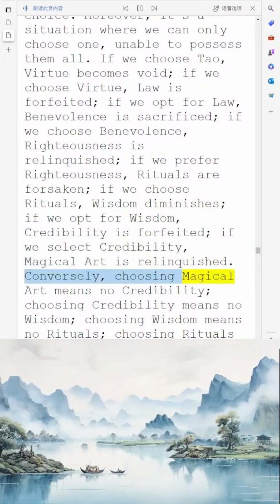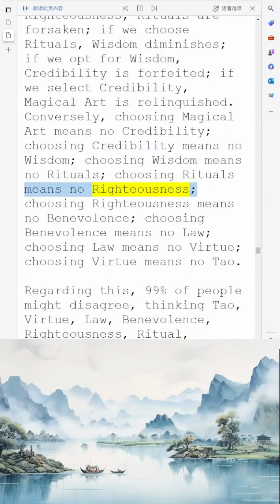Conversely, choosing magical art means no credibility. Choosing credibility means no wisdom. Choosing wisdom means no rituals. Choosing rituals means no righteousness. Choosing righteousness means no benevolence. Choosing benevolence means no law. Choosing law means no virtue. Choosing virtue means no Tao.